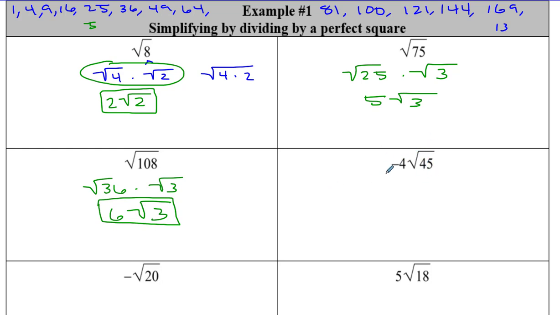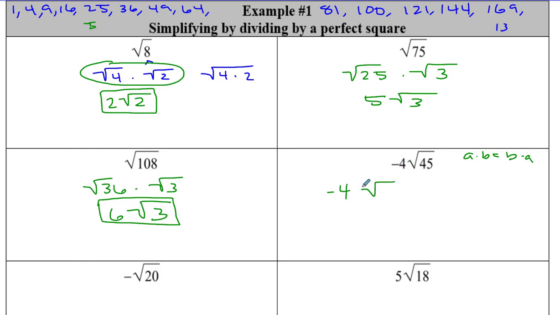So the way that this works, we have this coefficient on the outside, okay? This coefficient is going to carry out. We can still split apart this because remember, this is a product. And if you remember our rules, A times B is the same as B times A. So we can move these around as we please because they're all multiplying to one another. So what number can go into 45? That's a perfect square. Looks like I'm going to have to use 9.